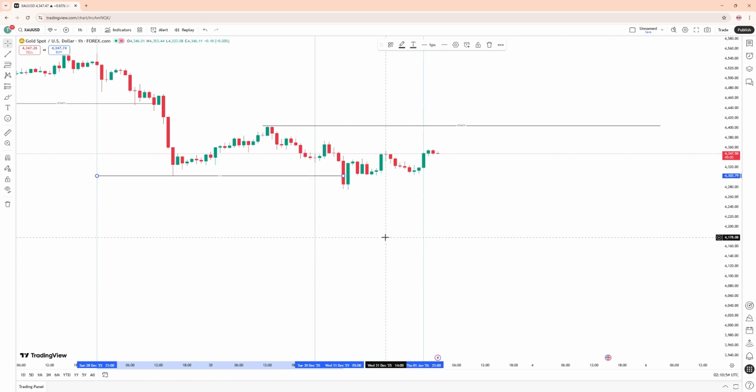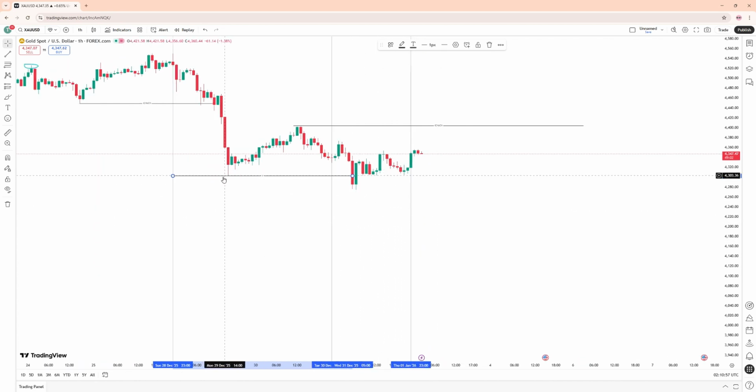So now, what are we looking for? Since we are seeing this from the higher time frame as a sweep, right? And look here, something happened. This is a bullish choke, an internal choke, from the higher time frame.